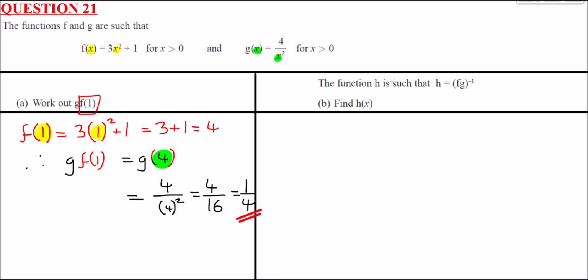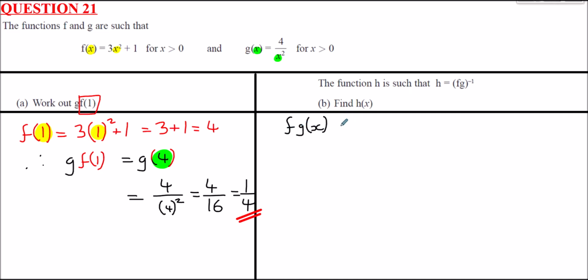So the function h is such that h equals fg to the minus 1, it says. This doesn't mean a reciprocal. This is function notation. This means h is the inverse function of f of g of x. So what we need to do first of all is work out what fg of x is, and think about what fg inversed is, and that is our h.